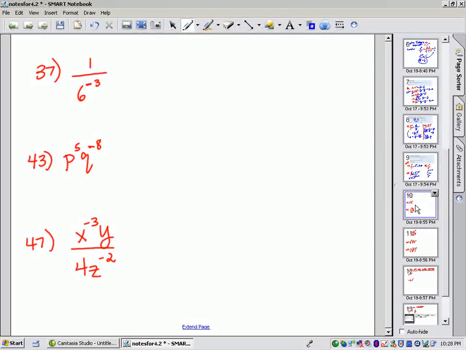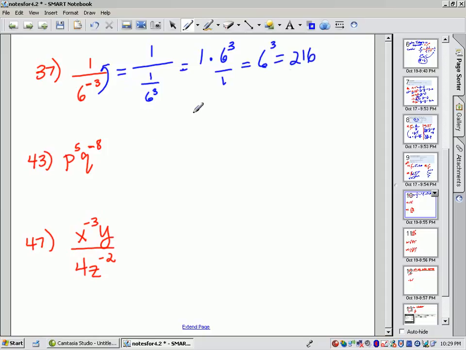Now I selected a few more from the exercise set just to review. 1 over 6 to the negative 3. We can do it in a couple ways. We can write that as 1 over 6 to the 3rd, which is really 1 times 6 to the 3rd over 1, because we multiply by the reciprocal, which is just 6 to the 3rd, or 216. Another way is just to bring up the 6 to the negative 3 immediately to make it 6 to the positive 3, and then you would get 216 initially.